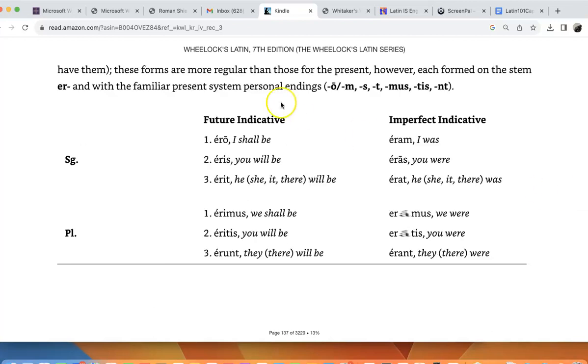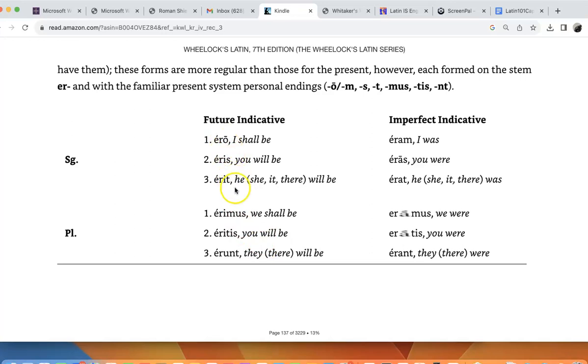All right, let's take a look here at the verb to be, which again, we're probably just going to have to memorize. It's no different than English. If you were teaching somebody English and they were asking you about these forms of the verb to be, either in the future or the past, you'd probably say, well, you're just going to have to memorize it. So here we have I shall be, or I will be, you will be, he, she, it will be, we shall be, you will be, they will be, although it's still following our o, s, t, mus, tis, nt.